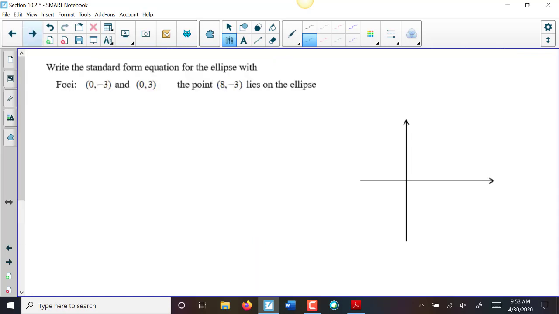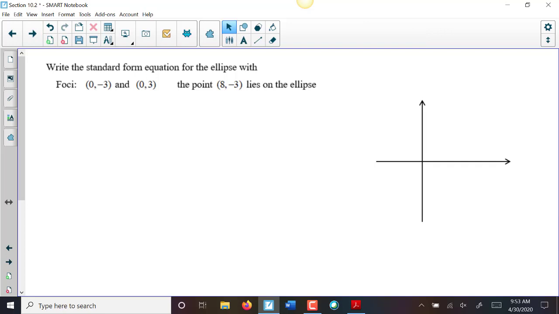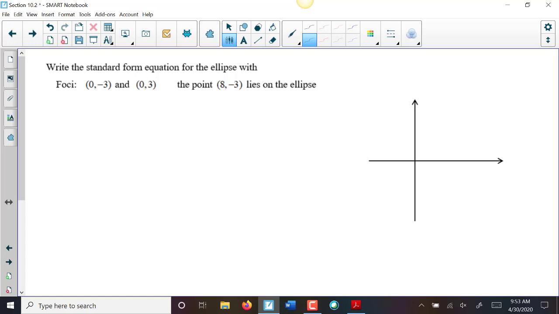Okay, let's do another example. This one's a little trickier. It requires us to use the definition of an ellipse. Okay, so I know a couple things. I know the foci: 0, -3, and 0, 3. So my foci are located on my y-axis.